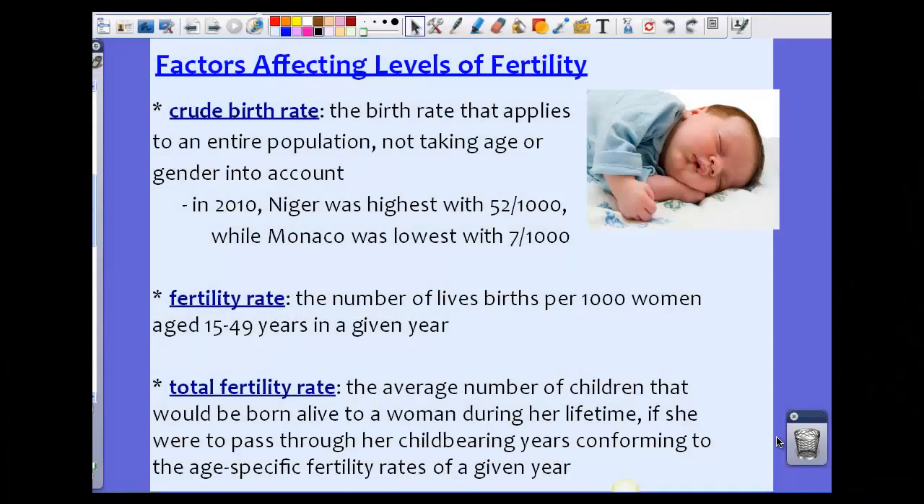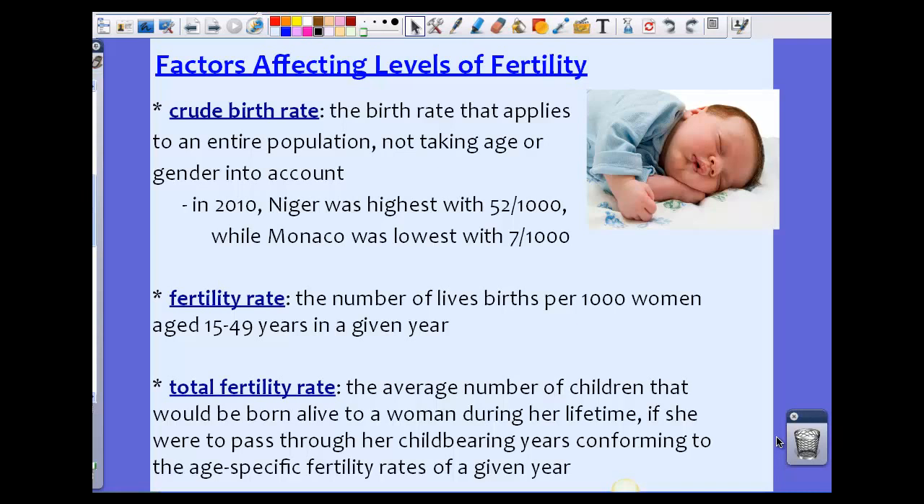Today we're going to talk about the factors that affect the levels of fertility and the factors that affect mortality. Let's first start with fertility. A couple of terms that you will need to know as we go through this. Crude birth rate. The crude birth rate is the birth rate that applies to an entire population, not taking age or gender into account. So this is basically taking the entire population and saying, here's what the birth rate is.